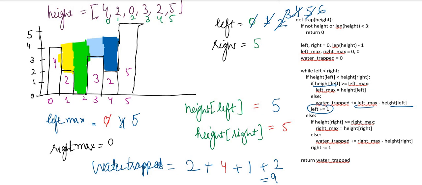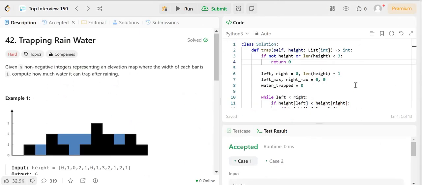So the basic funda is, you are maintaining left maximum and right maximum. If you have some bar which is lesser than left maximum, that means in that particular area you can store water. So you are subtracting and storing in water trapped. Same way you have to do on the right side. Getting my point? And this is the LeetCode solution.